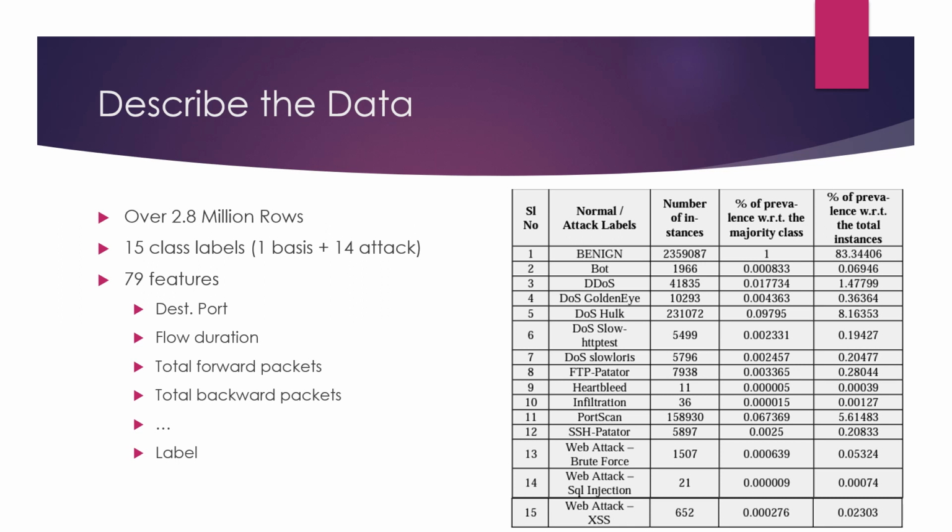So what does the data look like? With over 2.8 million rows, we have 15 class labels, 1 benign and 14 attack, and 79 features that include destination port, flow duration, total forward packets, total backward packets, etc., all the way down to the label. As we can see on the right-hand side, we have 15 different labels, one of them being benign and the rest being bot, DDoS, DoS GoldenEye, DoS Hulk, etc., all the way down to web attack.